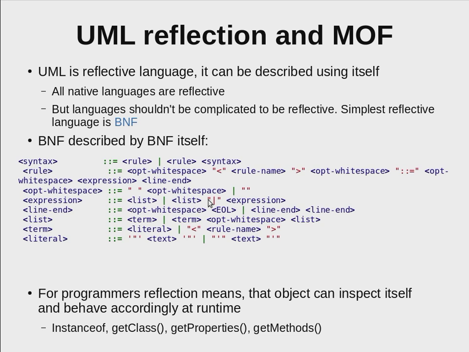Expression is list or list, literal pipe value, and expression. And line end is either optional white space end of line or line end and line end. List is either term or term optional white space and list. And term is either literal or literal value of smaller than, name of rule larger than. And literal is either double quote text, double quote, or single quote text, single quote.